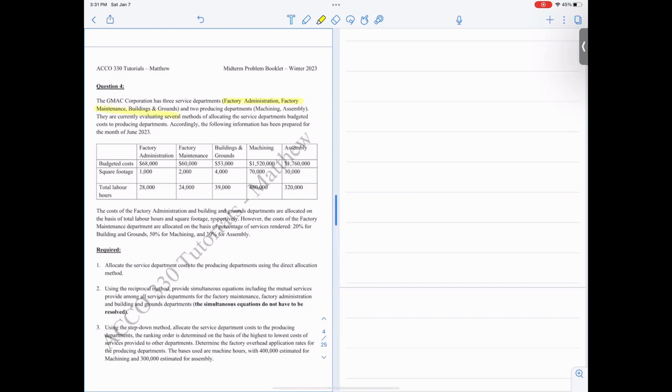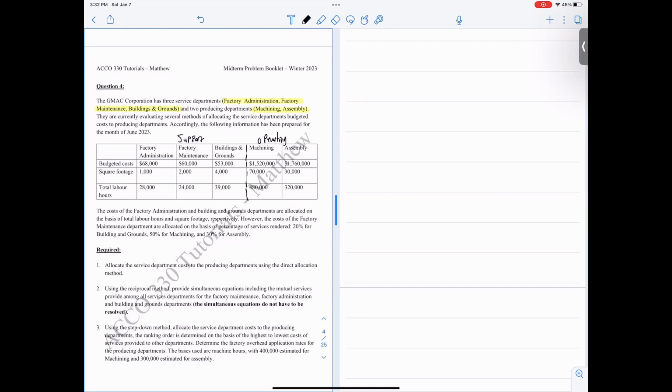Remember when reading through the text, we look at the support departments and the operating departments, and how each department allocates their cost in the first place. So 3 support, 2 producing. Factory admin, factory maintenance, building and grounds, machining, assembly. So we've got support here on the left and operating here on the right. So far so good.